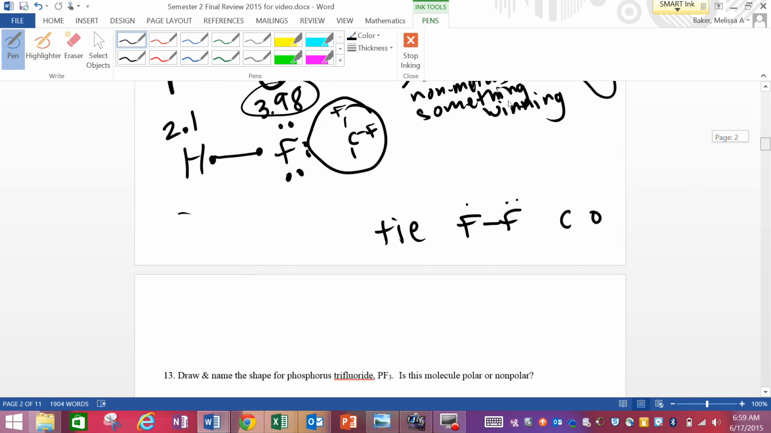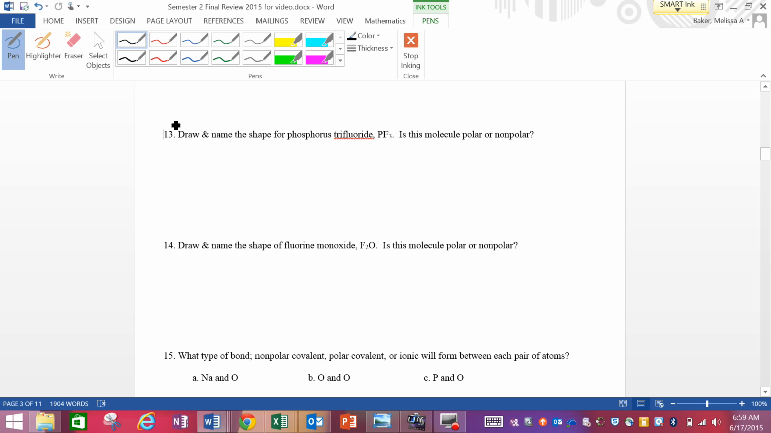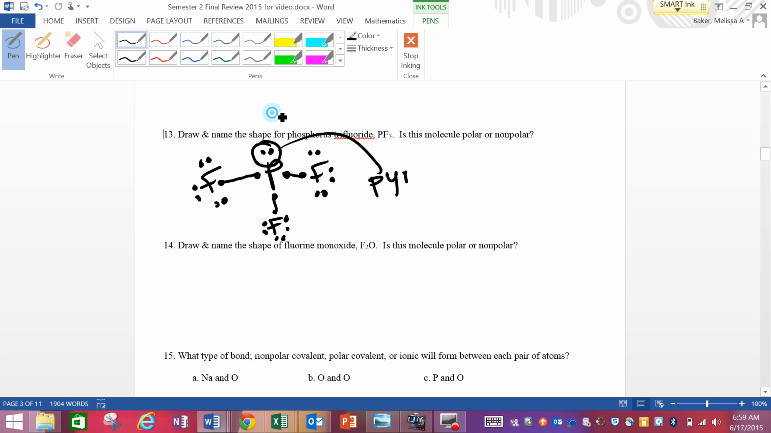Okay, let's get a little bit more practice with 13 and 14 here. 13, it says draw PF3. P has 5 valence electrons and each F has 7. So you can see nicely how these 3 fluorines are going to bond with the phosphorus. Okay, and what's the shape? There's 3 things attached and there's a lone pair. That means that this is going to be pyramidal.